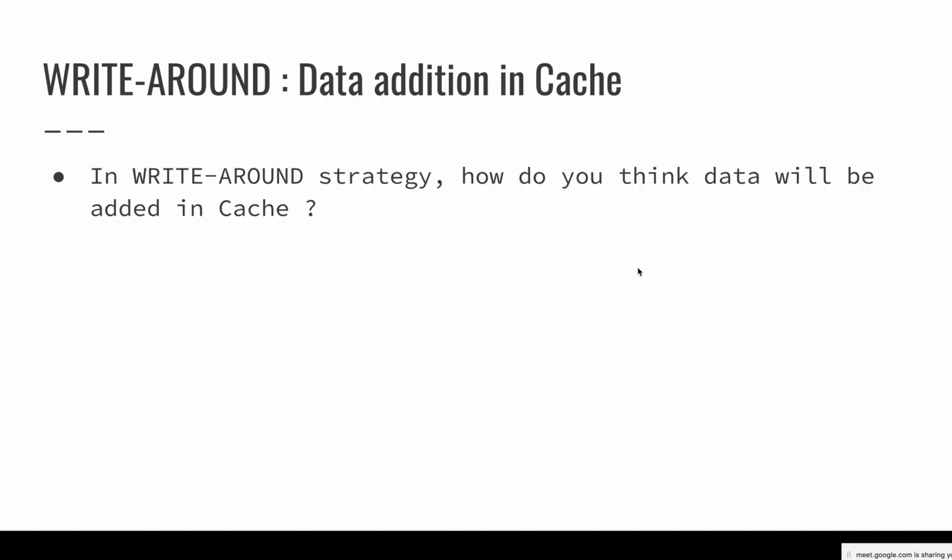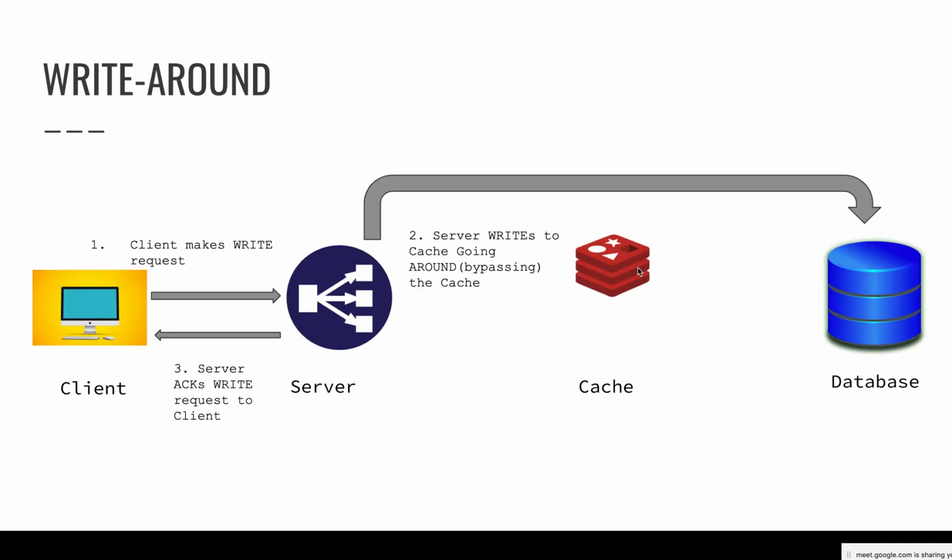Now, I want you to ponder over this question that in write around strategy, we are not writing the data to the cache when the client makes a write request. Then how exactly does data get added in the cache? Is the question clear that we are not adding the data in the cache while writing? So how does the data get added in the cache? Quickly think and try to respond on the chat board.